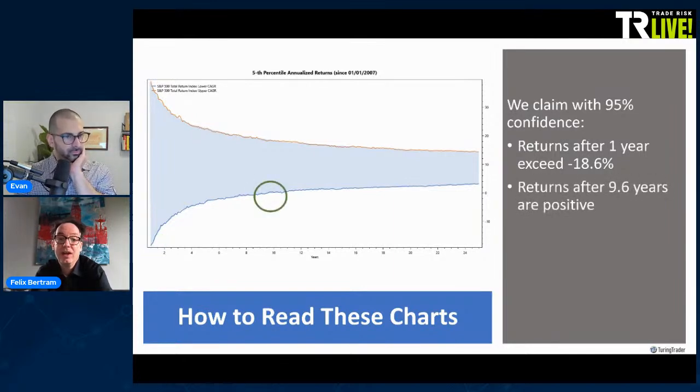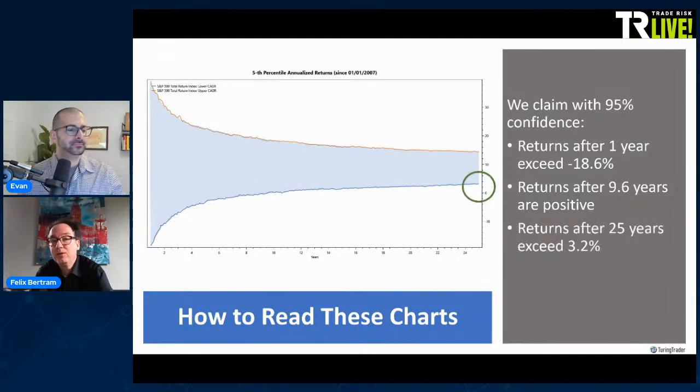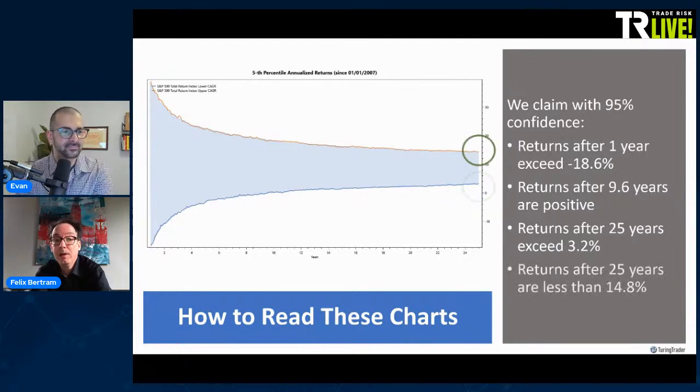We can also say that with a confidence of 95%, returns of the S&P 500 will be positive after 9.6 years. And we can say that over a period of 25 years, we are 95% confident that it's going to yield more than 3.2%, but also less than 14.8%. So we now have probabilities and we have clearly quantified returns in a relationship with time. And this is something that is incredibly useful in trying to figure out what to invest in.